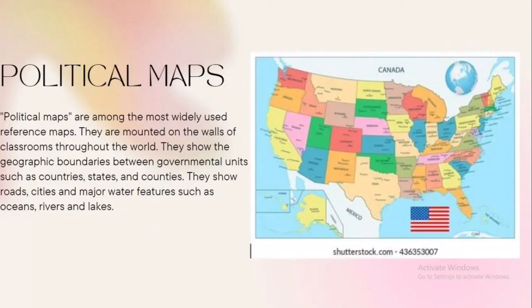And lastly, political maps. Political maps are among the most widely used reference maps. They are mounted on the walls of classrooms throughout the world. They show the geographic boundaries between governmental units such as countries, states, and counties. They show roads, cities, and major water features such as oceans, rivers, and lakes. Political maps help people understand the geography of the world. They are usually the first type of map that students are introduced to in school. They are also known as reference maps because people refer to them again and again as they have questions.